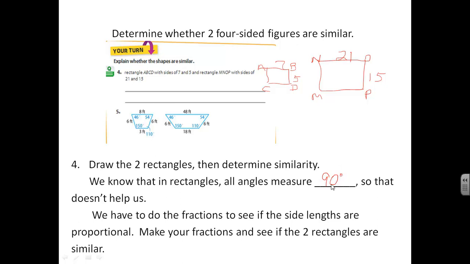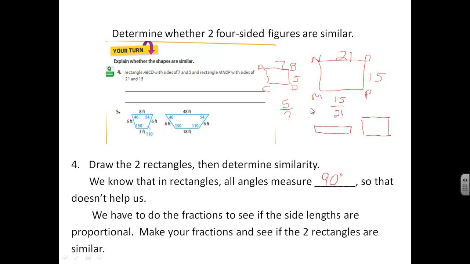Because just because they are all 90 degrees, that doesn't mean that they are similar. Because look here, we could have a rectangle that looks like this, and a rectangle that looks like this. Those aren't similar. This one's short and squatty, and this one's more square-like. So we have to do the fractions. So let's do 5/7, short over long, and let's do 15/21, short over long.